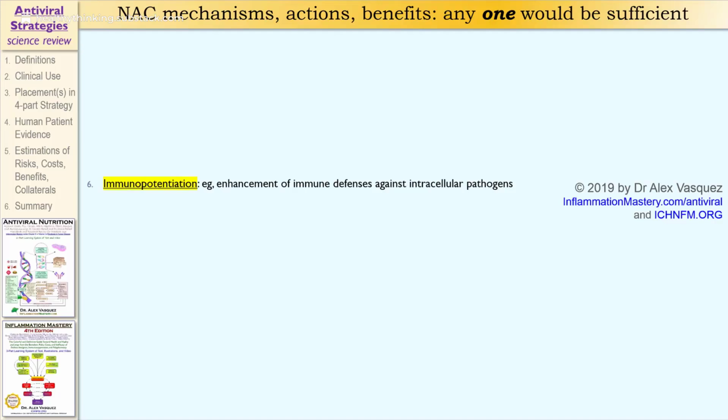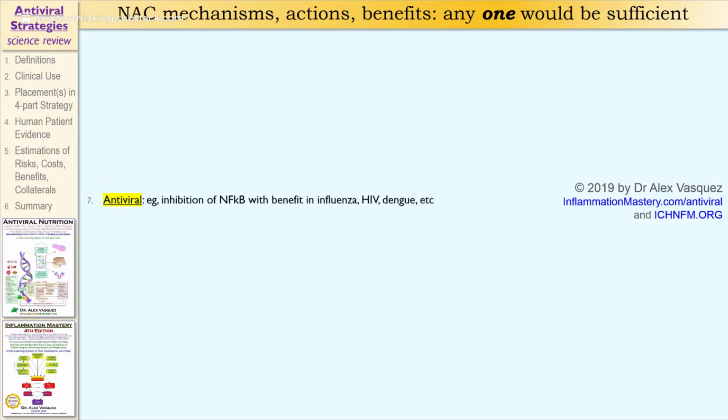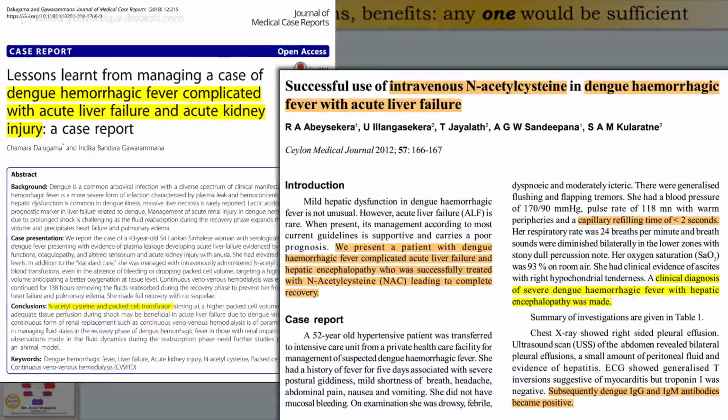NAC can also be described as immunopotentiating, and that is, NAC helps to enhance immune defenses against intracellular pathogens, and that includes, of course, some bacteria, such as tuberculosis, and by definition, that includes all viruses. Number 7 on my list, NAC is directly antiviral. It's also indirectly antiviral through several different mechanisms. NAC has been shown to be effective against influenza virus, HIV virus, and dengue virus, among others.